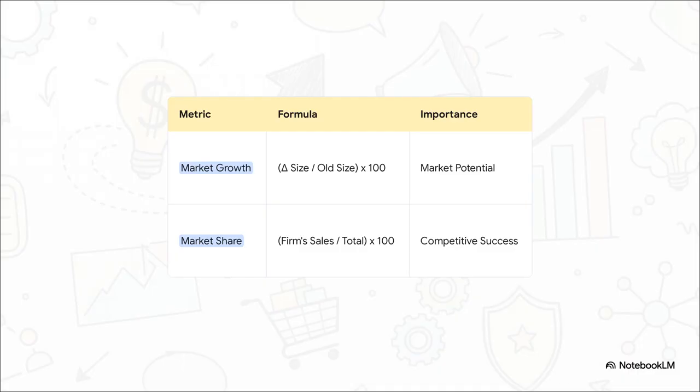So to measure how they're doing and make smart decisions, marketers are constantly looking at two key numbers. First is market growth. This basically tells you if the whole industry pie is getting bigger or smaller.